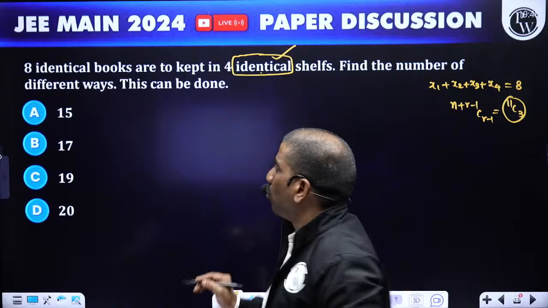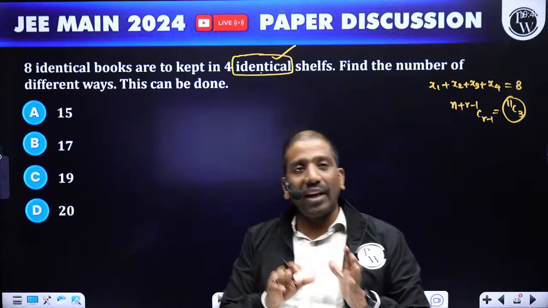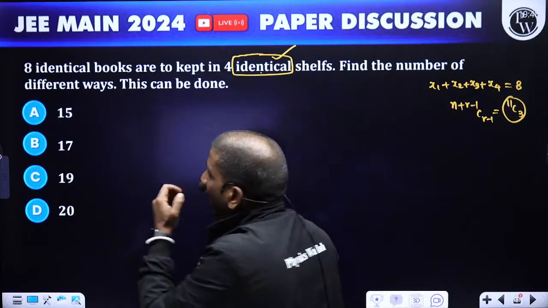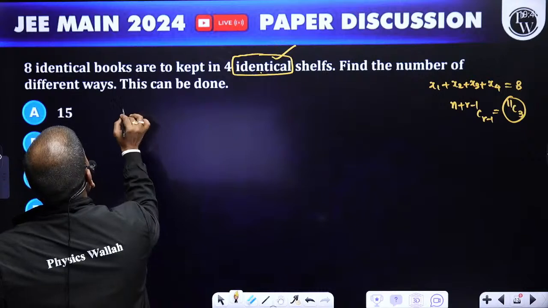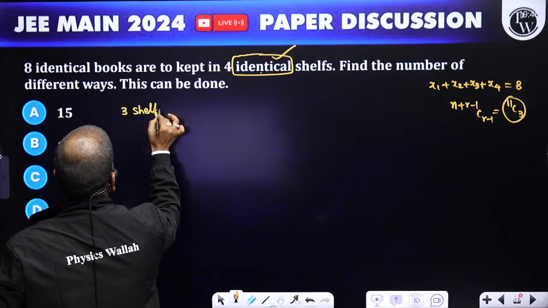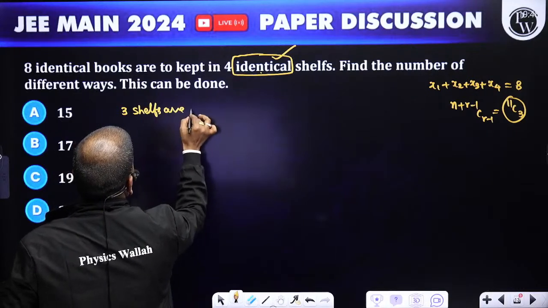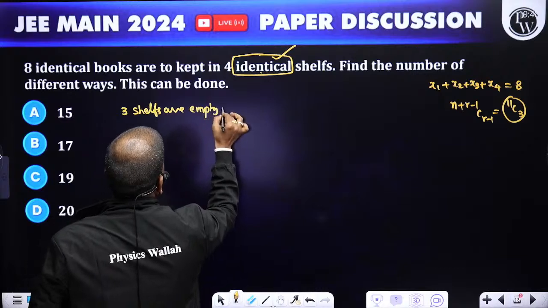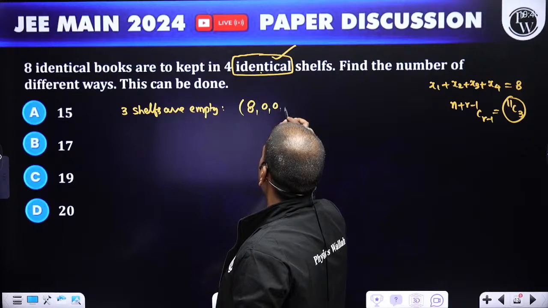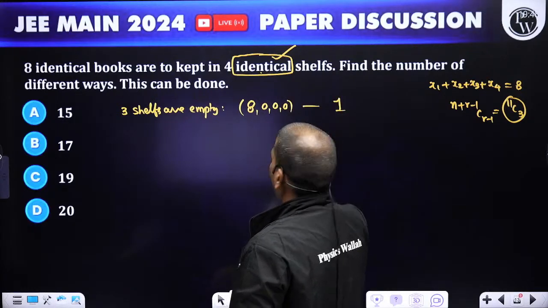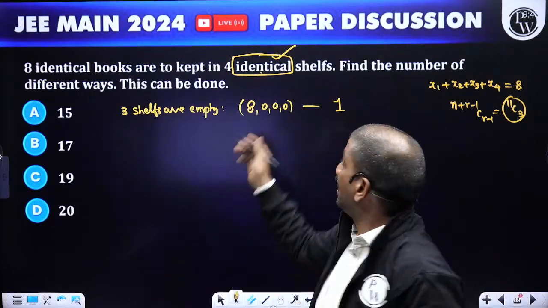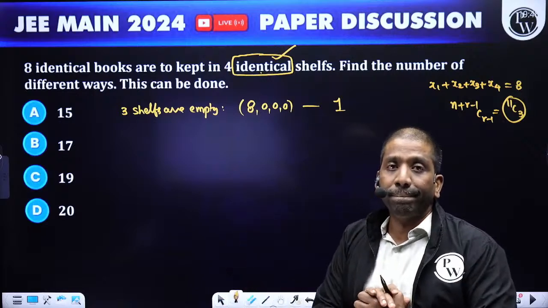So in this case, what we need to do is count the cases carefully. There is no other way. So how can we easily count the cases? Let's say 3 shelves are empty. So with 3 shelves empty, the identical shelves are 8, 0, 0, 0. There is only one way. Sir, 3 ways, since 4 shelves are there? No, 4 ways? Why 4? These are identical shelves, so only one way.